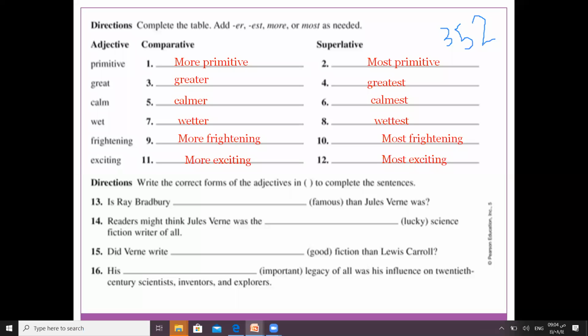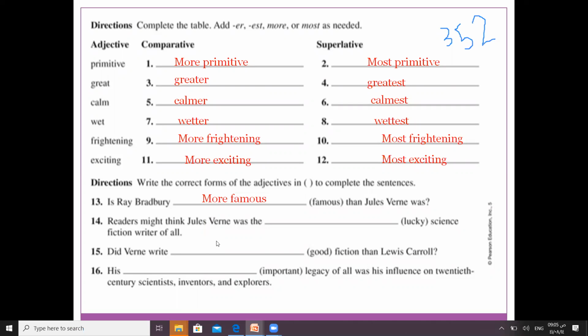Ray Bradbury is more famous than Jules Verne was. Here we are comparing between what? Comparative or superlative? Two, comparative, exactly. So what will I do here, add ER or more? More for sure. I have more than 2 syllables, so I will add more. Readers might think Jules Verne was the luckiest science fiction writer of all. Luckiest.